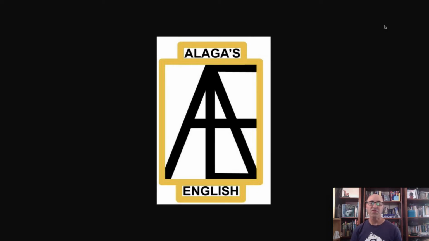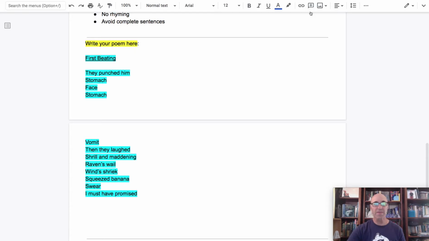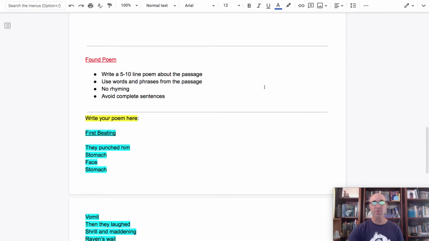This is a tutorial on how to write a found poem from an assigned passage. First, you'll see this assignment. It will be a found poem: write a poem about the passage by using words and phrases, kind of like a word collage from what you find in the passage. You are not required to rhyme, and I want you to avoid complete sentences.